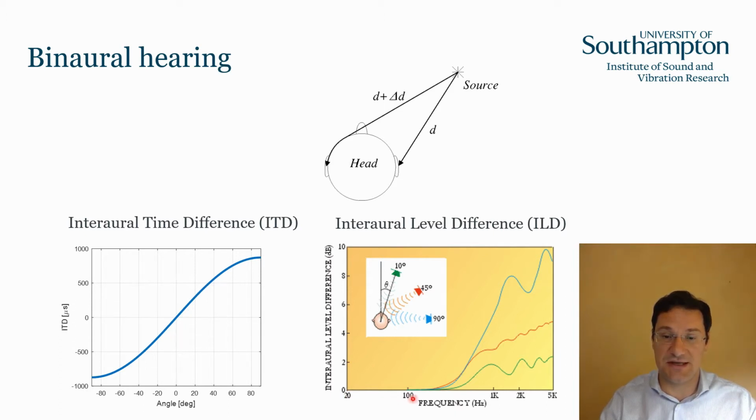So in this plot here, you can see as a function of frequency the interaural level difference between one ear and the other for different angles, 10 degrees, 45 and 90 degrees. And you can see that there is very little interaural level difference at low frequencies because the sound diffracts around the head, but then with increasing frequency and with increasing angle, the ILD gets larger and larger. So we humans use both ITD and ILD for sound localization. This is very effective for localization of sources on the horizontal plane, not so effective when we talk about elevation and front-back confusion.